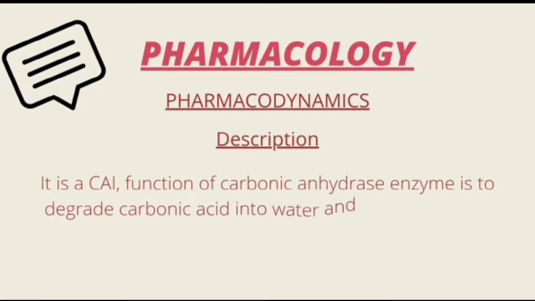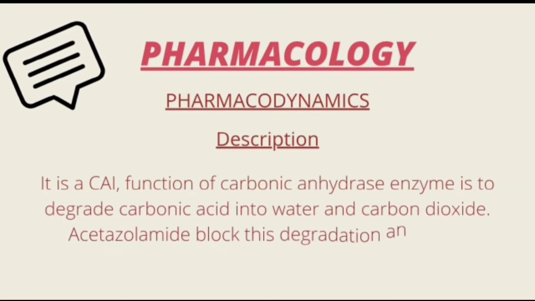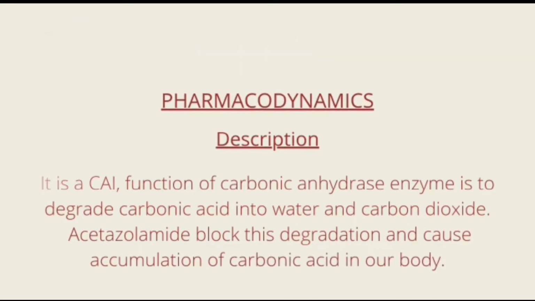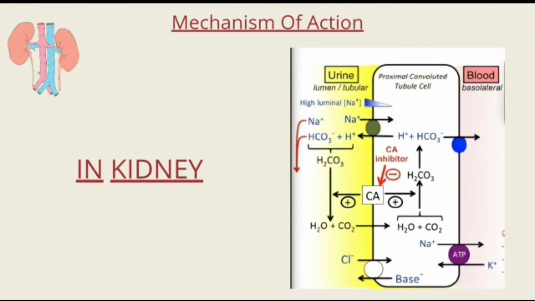The function of carbonic anhydrase enzyme is to degrade carbonic acid into water and carbon dioxide. Acetazolamide blocks this degradation and causes accumulation of carbonic acid in our body. In our kidney, the carbonic acid dissociates into hydrogen and bicarbonate ions. The bicarbonate ions are transported into the interstitium and the hydrogen exchanges with the luminal sodium. In the lumen, hydrogen combines with the filtered HCO3 to form H2CO3. The carbonic acid is dissociated into carbon dioxide and H2O again. Acetazolamide, by inhibiting the carbonic anhydrase enzyme, prevents the formation of hydrogen. Thus, hydrogen-sodium exchange is prevented and sodium is excreted along with the urine.